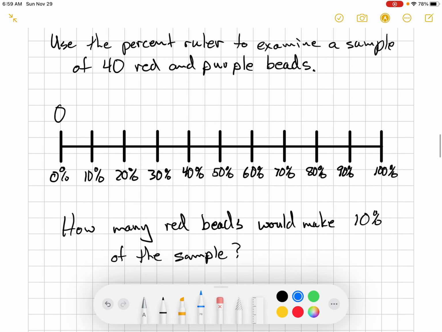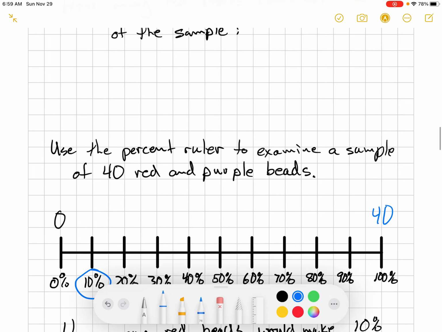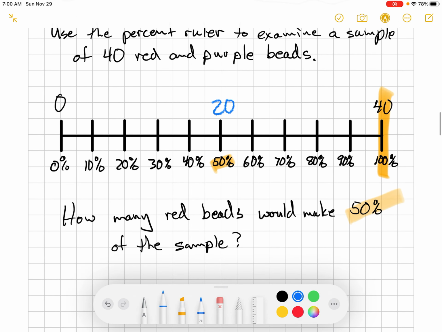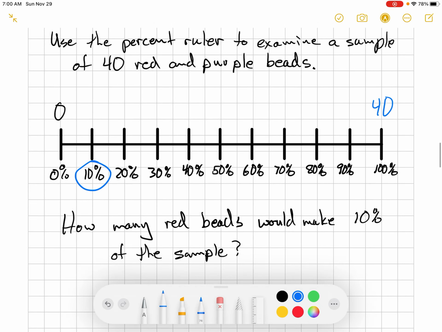Use the percent rule to examine the sample of 40 red and purple beads. So here we are. We're back to that 40, right? Here's my 40. How many red beads would make 10% of the sample, right? So we are looking for that one right there. Okay, now, one thing to recognize up here is we divided by 2, or multiplied by 1/2. So we would divide by 2.